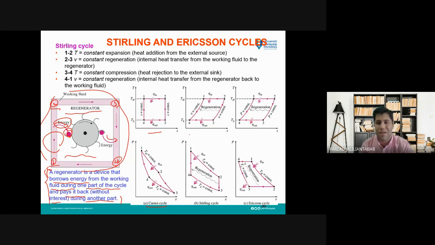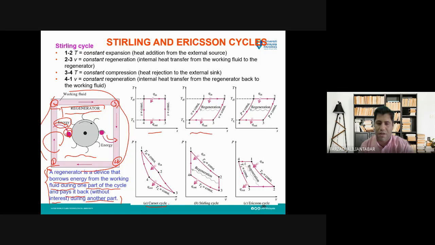Now let me just finish our discussion about the Stirling and Ericsson cycles, these two types of cycle. This is, as I said, just extra information. You need to learn more about the regenerator. What is a regenerator? Let's go back to our cycles.